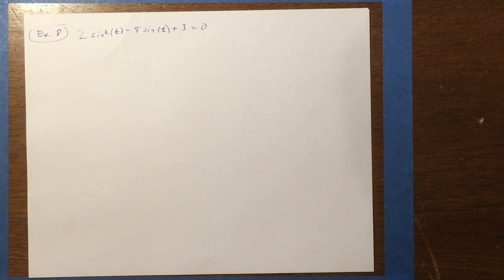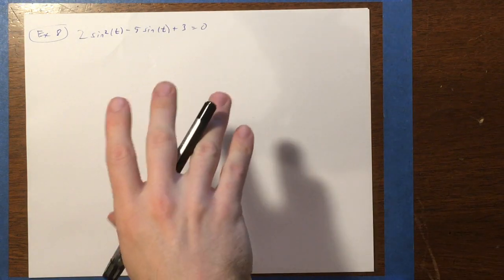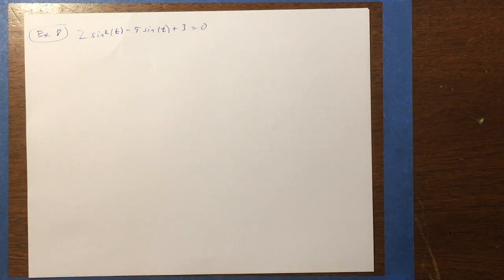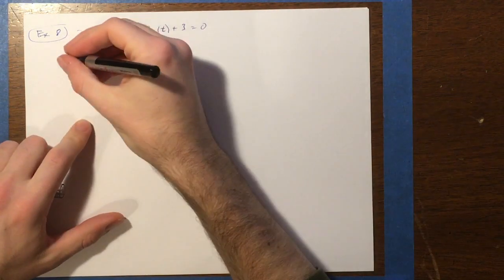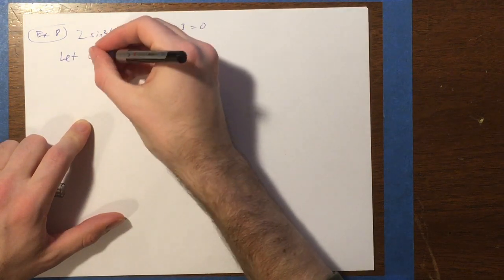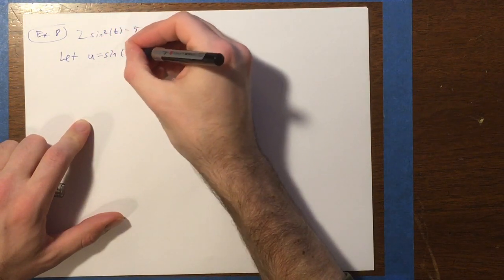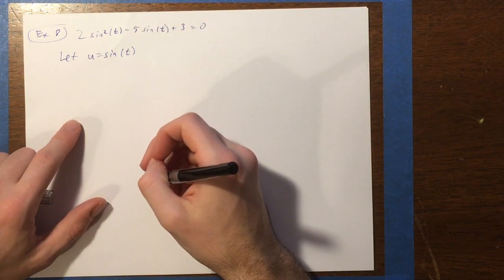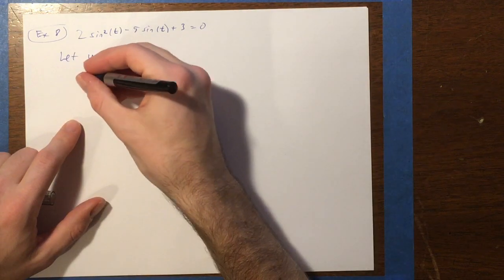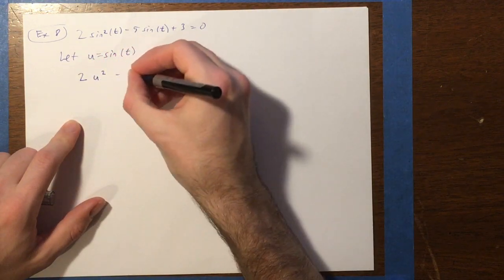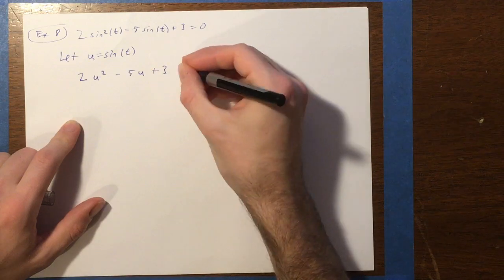But what we can do here is notice that this is essentially in the format of a quadratic. So you may remember near the beginning of the semester when we were solving equations, we would occasionally encounter something which is in what we call quadratic form, and we can apply this idea of u substitution. So what I'm going to do here is say, let's let u equal sine of t, and I'm going to substitute in u in place of sine of t. So that would give me the equation 2 times u squared minus 5u plus 3 equals 0.